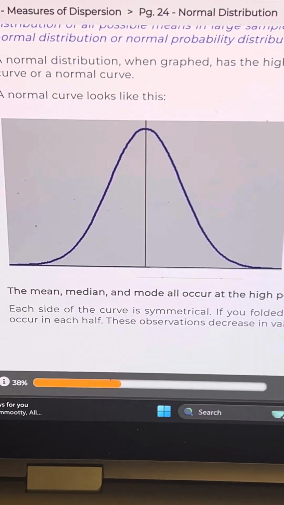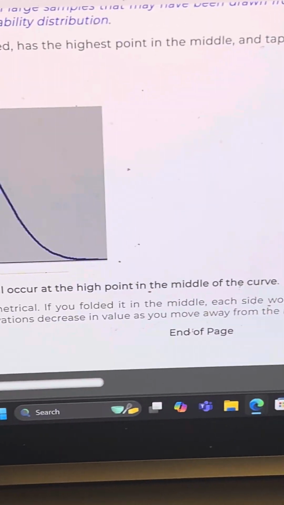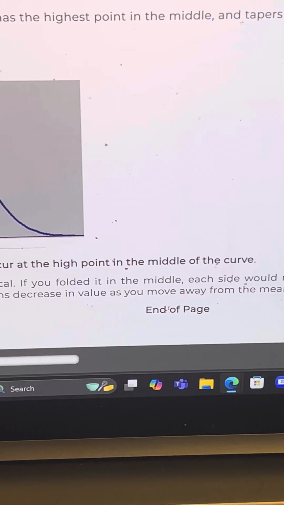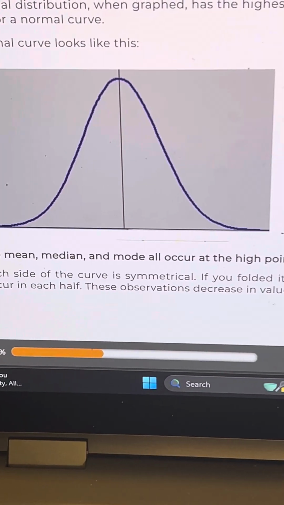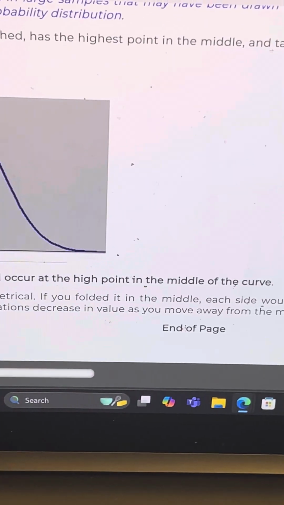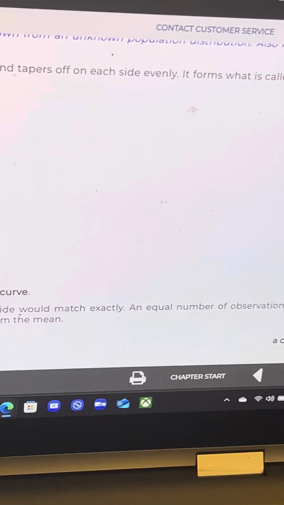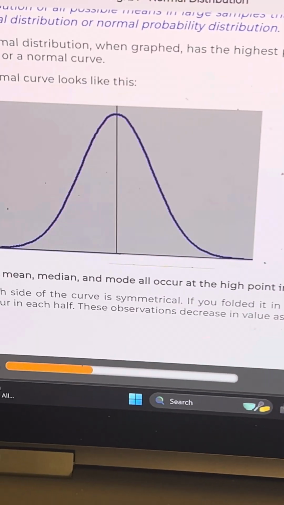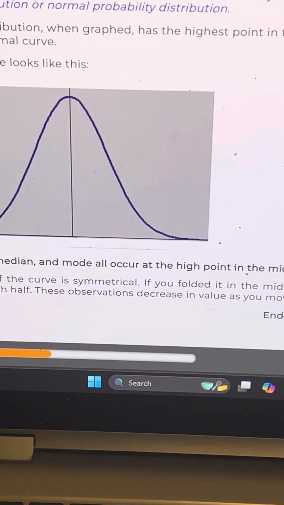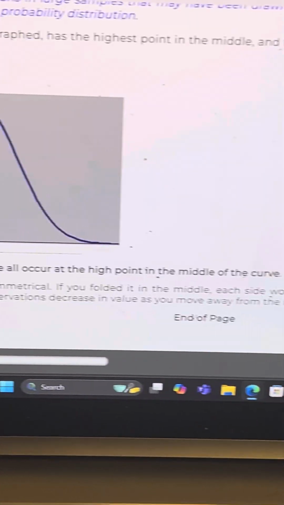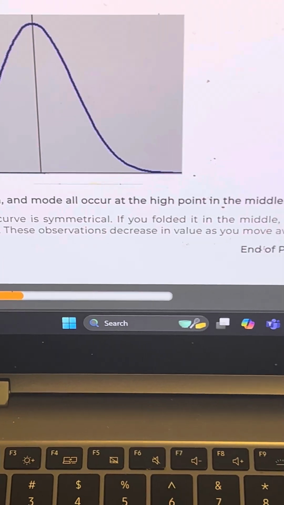The mean, median, and mode all occur at the high point in the middle of the curve. Each side of the curve is symmetrical. If you folded it in the middle, each side would match exactly. An equal number of observations occur in each half. These observations decrease in value as you move away from the mean. End of page.